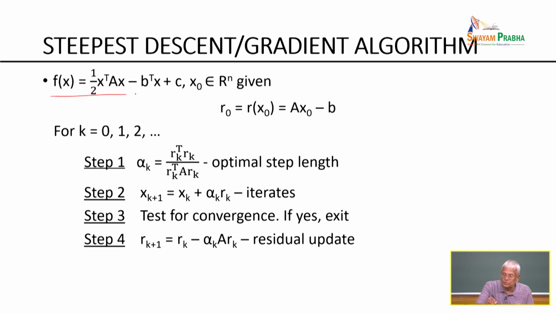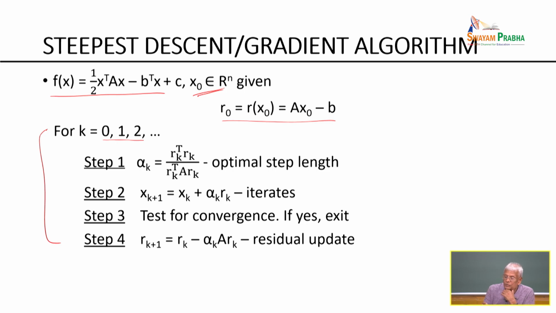So, f of x is equal to 1/2 x transpose A x minus b transpose x plus c, and x naught is the initial point. You choose it, nobody gives it to you; you have to choose it based on your understanding of your own problem. The initial residual r naught is equal to A x naught minus b. If you chose your x naught such that the initial residual is 0, you had good luck. You started at the minimum itself. More often than not, it won't be 0. So, for k equal to 1, 2, dot dot dot, this is an infinite loop. I am trying to write the infinite do loop for you.